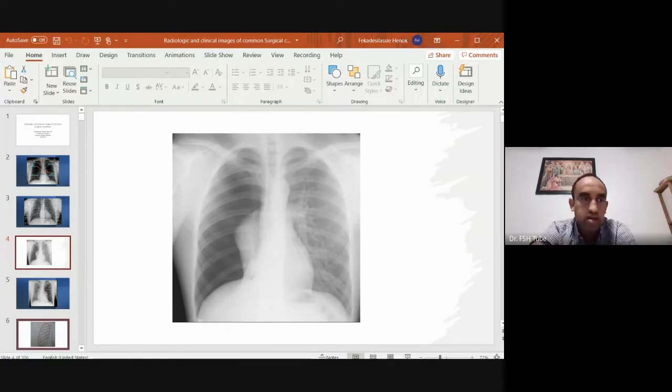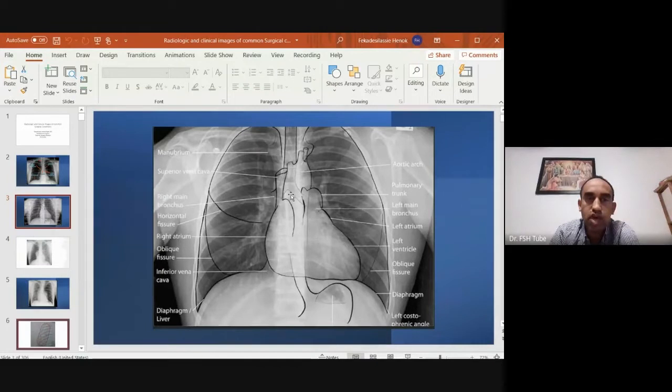It's straightforward. The normal lung is like this, well aerated. You can see these bronchovascular markings. These are the vascular structures branching out. That's what is meant by these small white branches called bronchovascular markings. That is missing here, right?